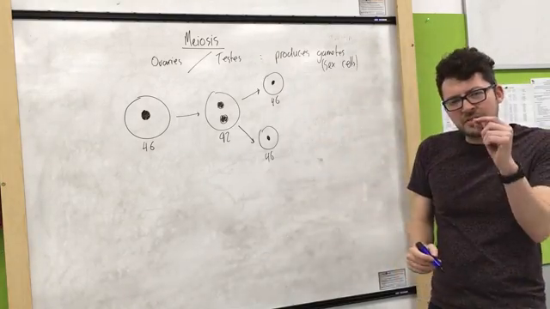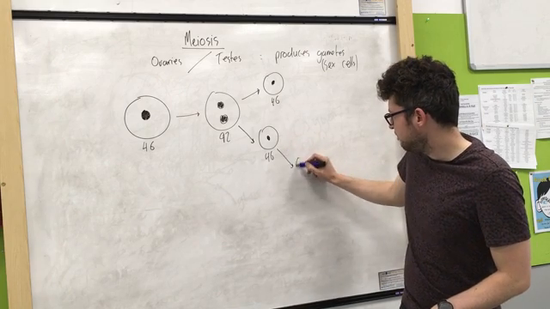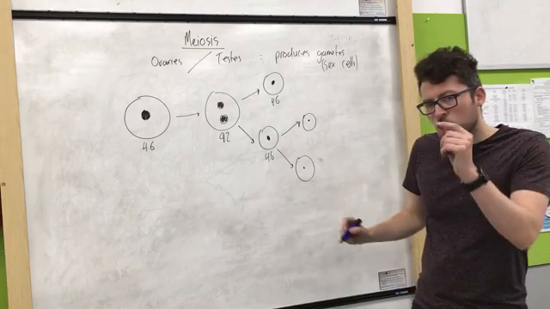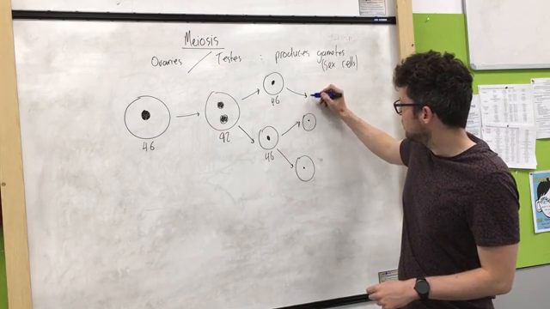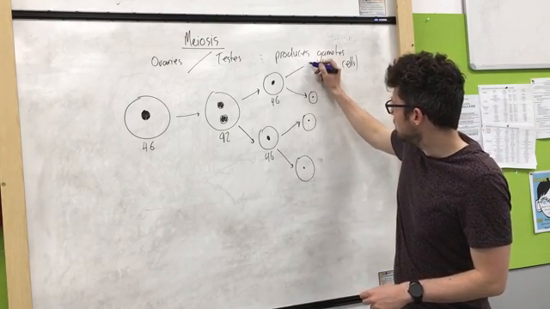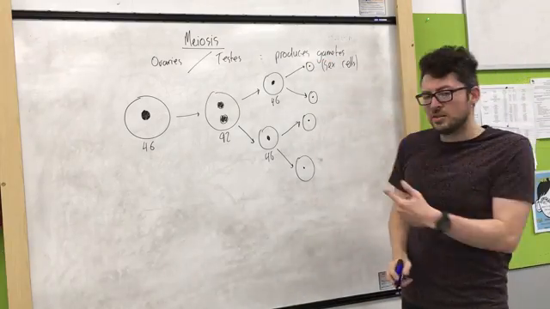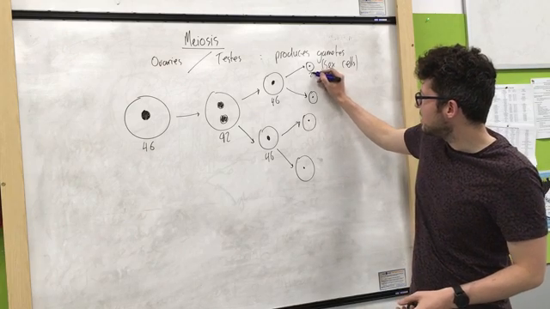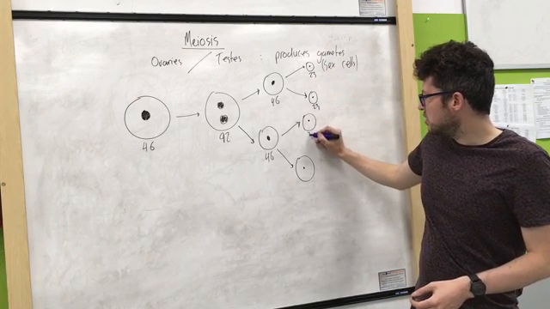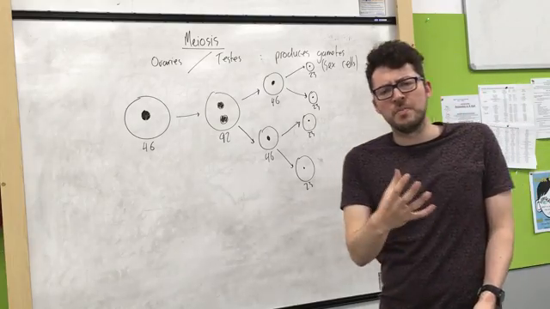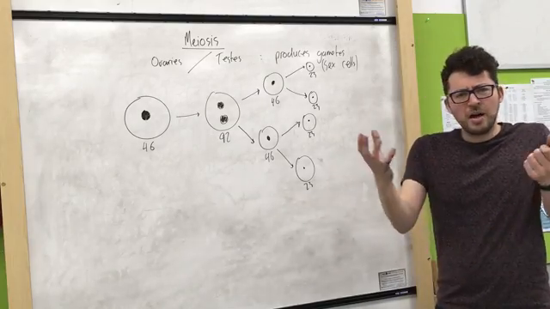These 2 cells are going to divide again. We're going to divide one more time. And what we'll be left with now is 4 cells, each with 23 chromosomes. Okay? Now that is half the number of normal. So why is that important?